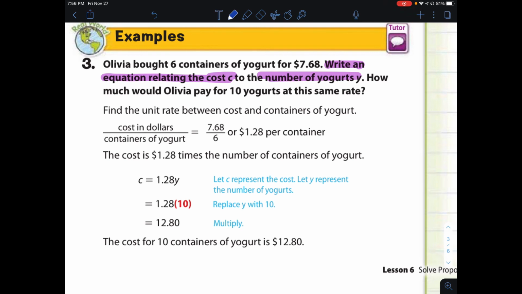Okay, so again, let's recap what we just did. First, we found the unit rate by dividing the numerator with the denominator. After finding the unit rate, step number 2, we multiply it by the number of containers of yogurt. So in this case, it's 10. And from there, we find the cost of 10 containers of yogurt.